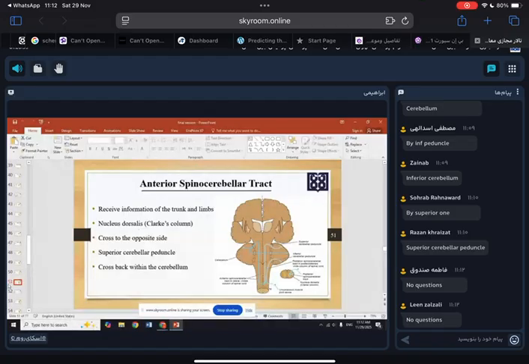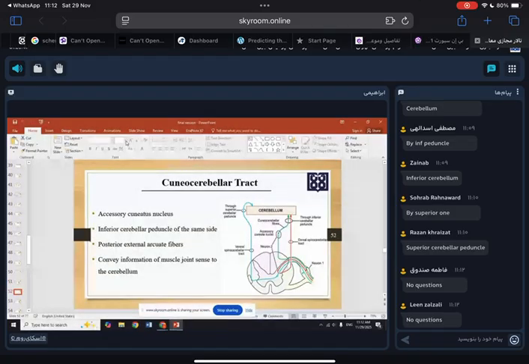Okay, this one was anterior spinocerebellar. If you remember, I told you before, in the medulla oblongata we have the gracile tubercle and also the cuneate tubercle. And also we have an extra nucleus. We call it the accessory cuneate nucleus. Look here, accessory cuneate nucleus. I told you earlier, gracilis and cuneatus receive the information from the upper limb and lower limb and send it to the cortex. But here we have an extra nucleus.